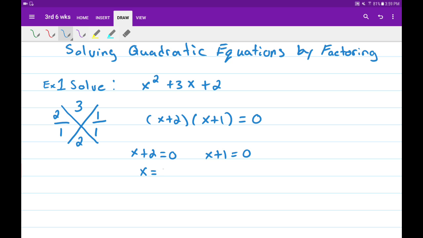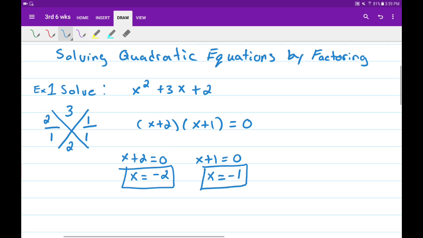So this is going to be x equals negative 2. This will be x equals negative 1. And those are my two roots there. So fully solved quadratic equation.